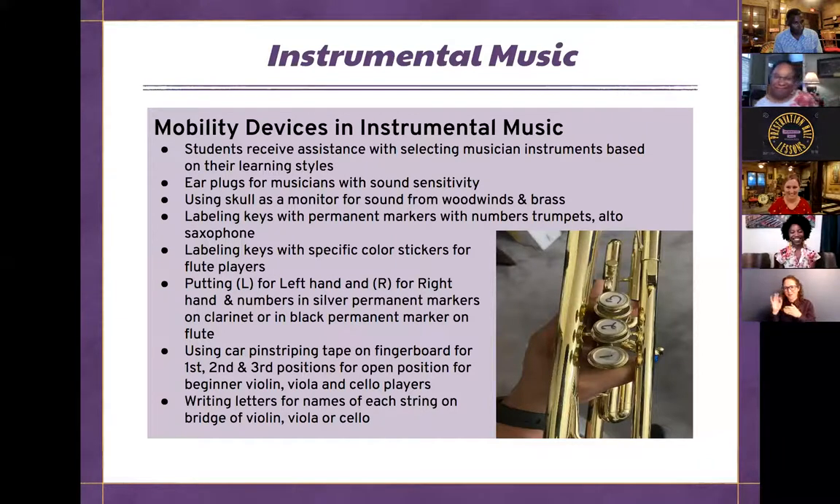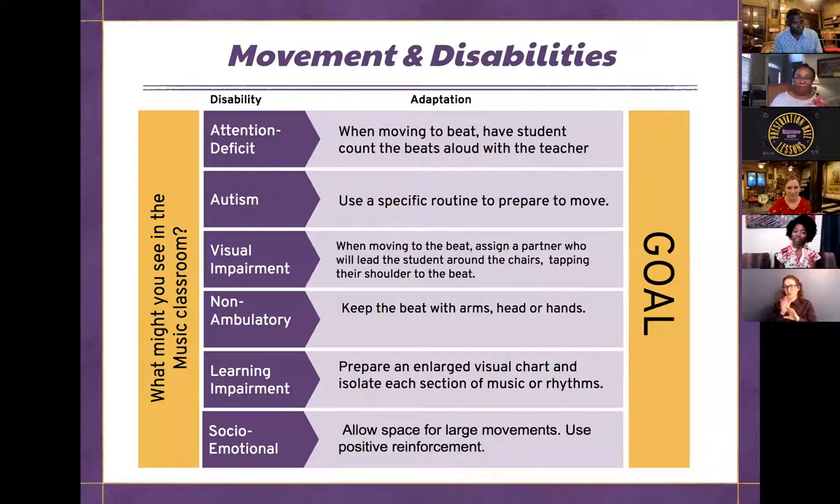So those are mobility devices in the instrumental music program for the majority of us. Thank you so much, Melinda. So I'm hearing about these different mobility devices, but what does that look like with the differing abilities specifically? What are the adaptive movements that are paired with the different disabilities?